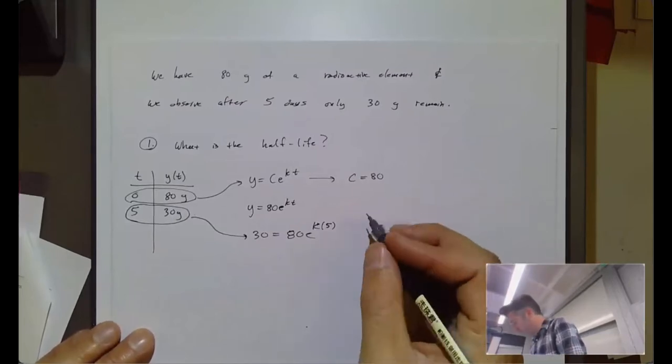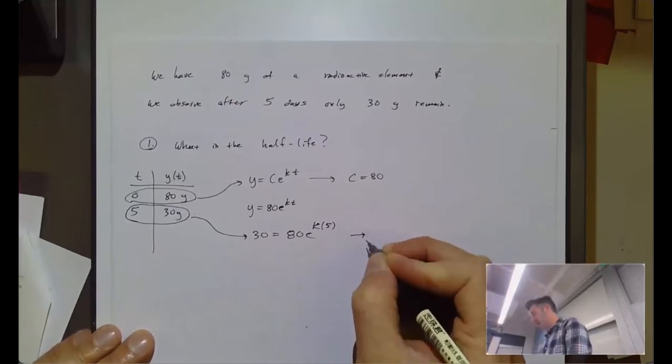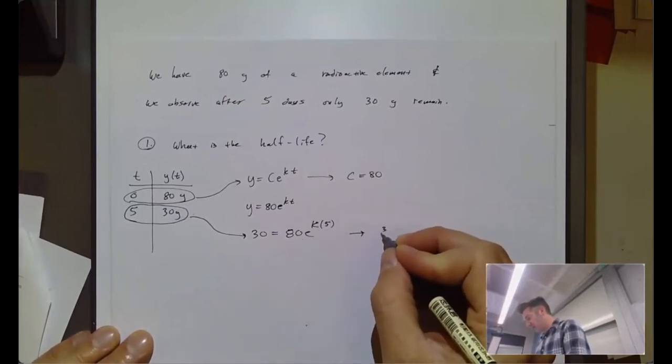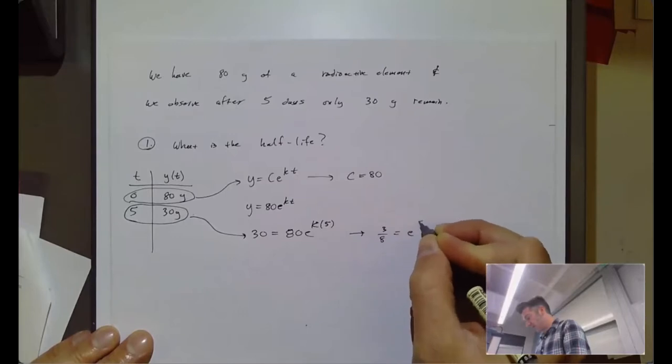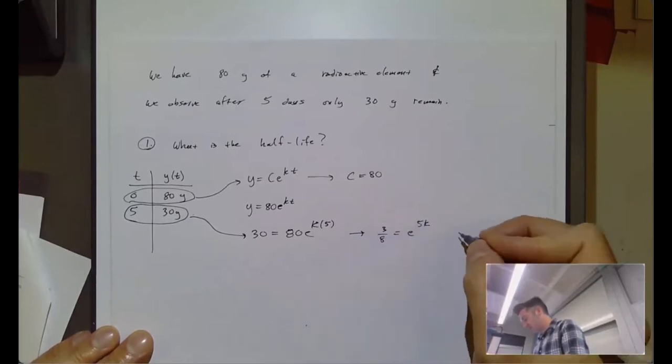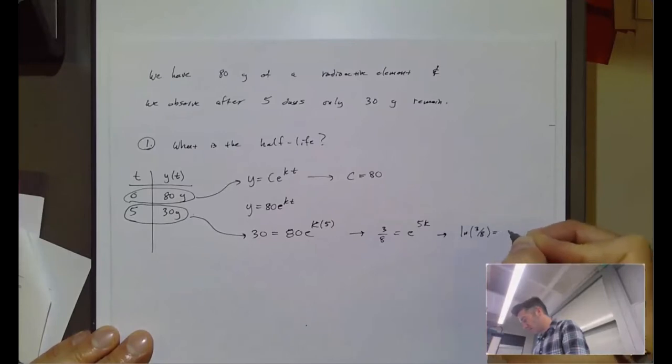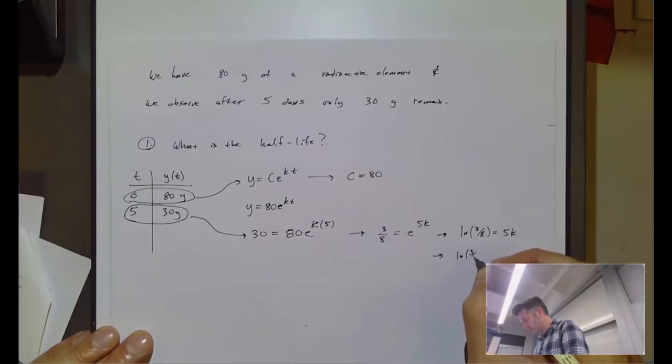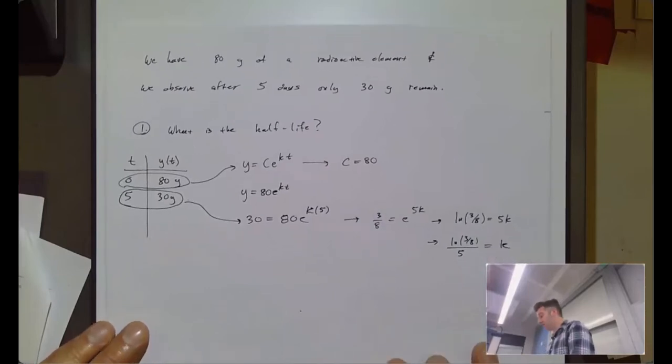Solving for this, I'm going to isolate the e to the stuff. So I have 3/8 equals e to the 5k. We're going to take the natural log of both sides. Natural log of 3/8 equals 5k. And finally, dividing both sides by 5, k is equal to the natural log of 3/8 divided by 5. I would observe that this value is negative because the natural log of 3/8 is a negative number.